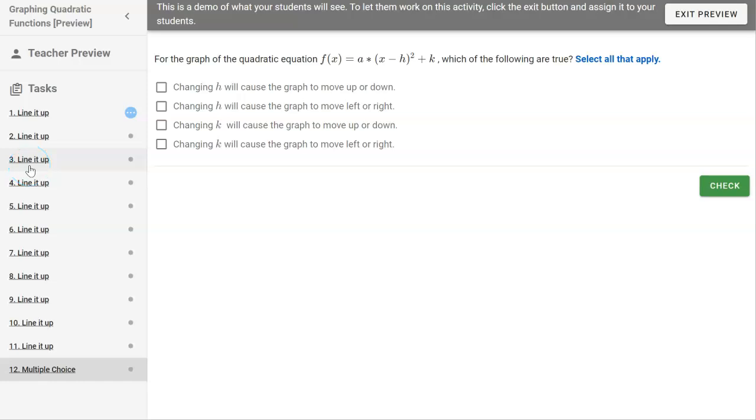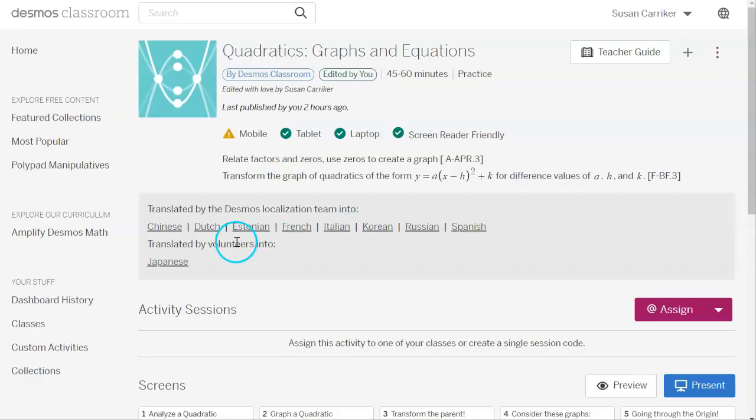Let's go ahead and take a look at our Desmos activity. This is called Quadratics, Graphs, and Equations. It says 45 to 60 minutes. I would say 60 minutes is probably right.